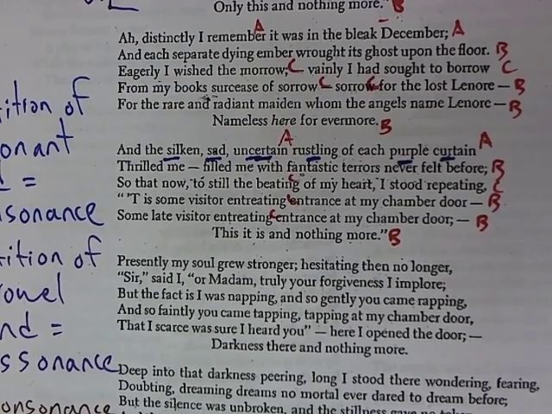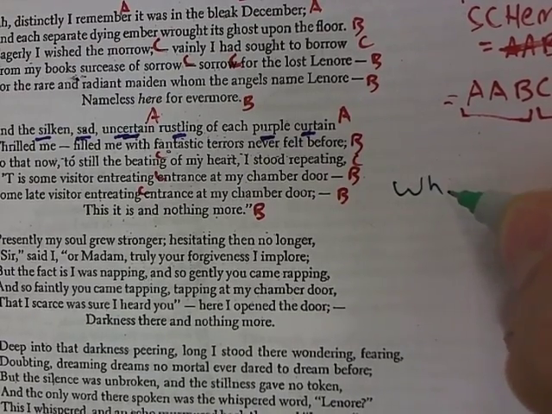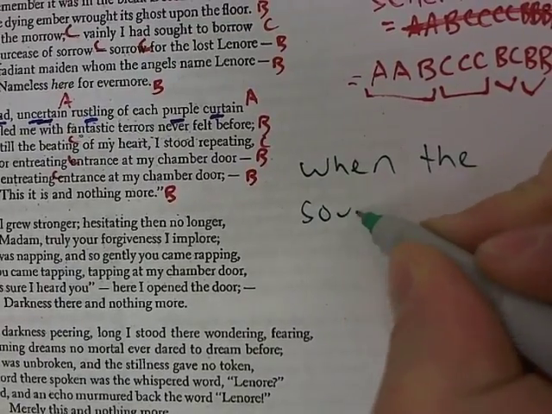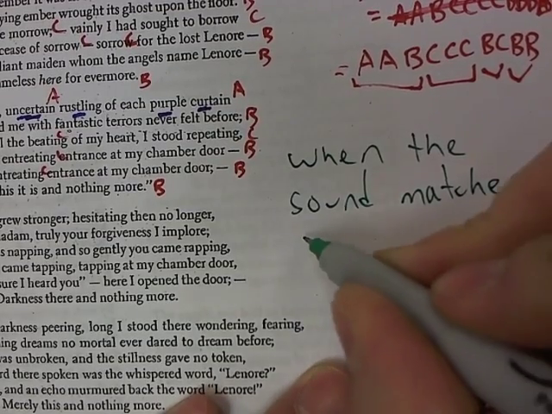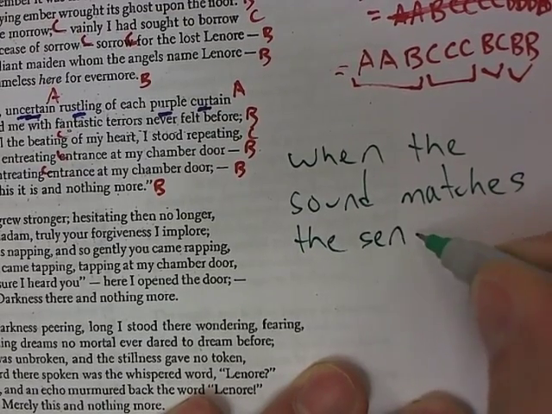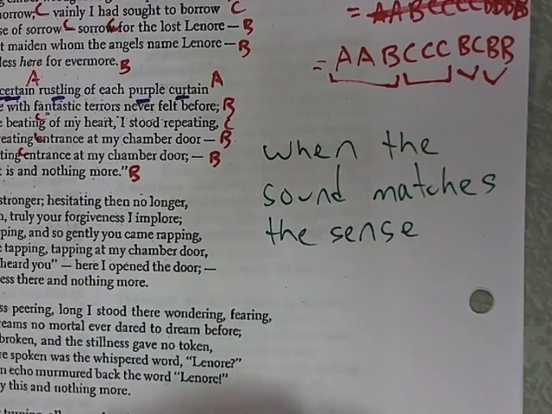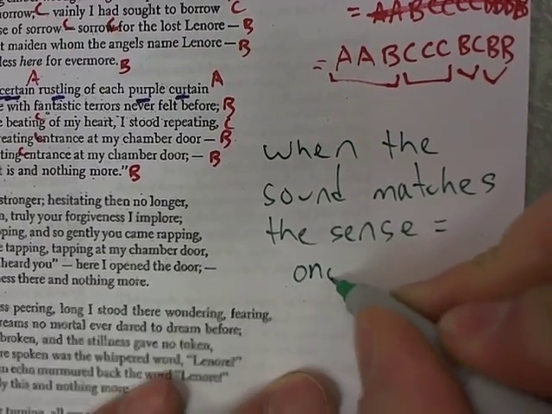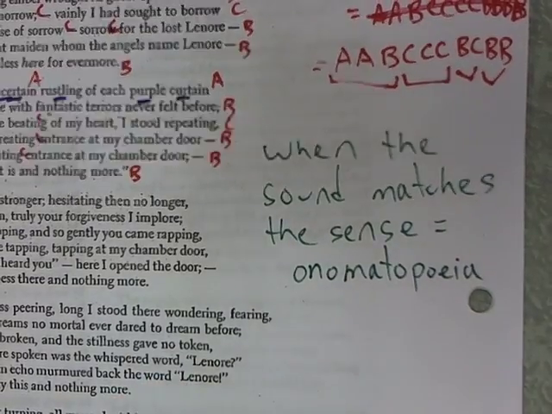There's a name for that. What do we call that? When the sound matches the idea, I'm going to say the sense just because it sounds good, when the sound matches the sense, I'm using the consonants here. When the sound matches the sense, that is onomatopoeia. Onomatopoeia.